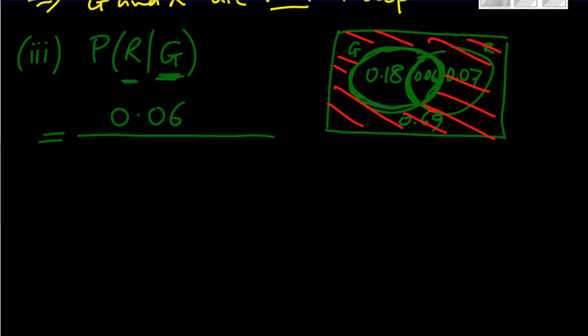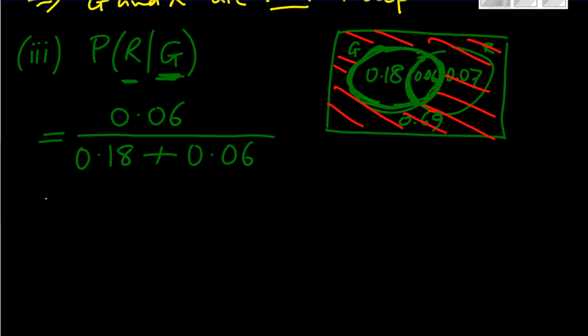And the area of probability that G has taken place is all the probability within this space. So if we just use the Venn diagram, we know that the total probability in here is 0.18 for going to the gym but not going running, added to the probability of going to the gym and going running.